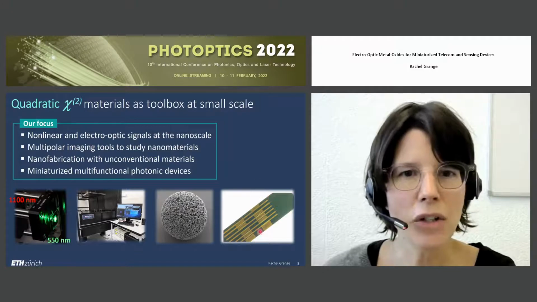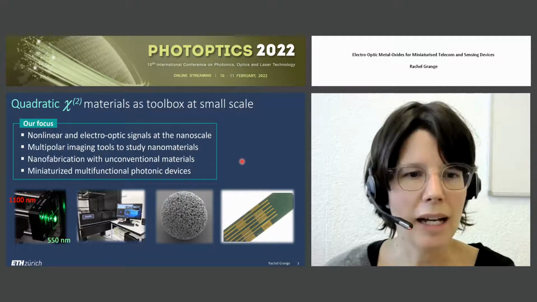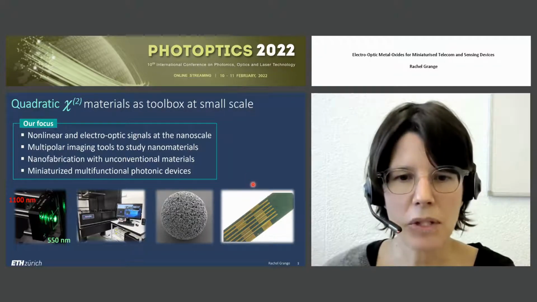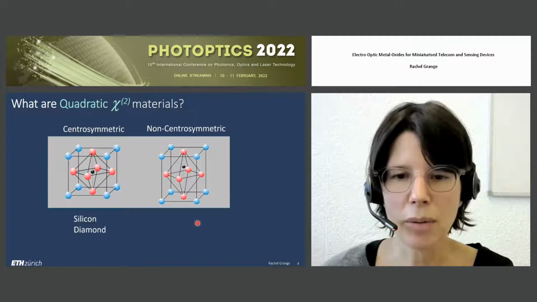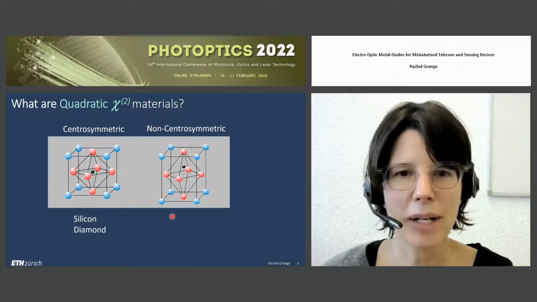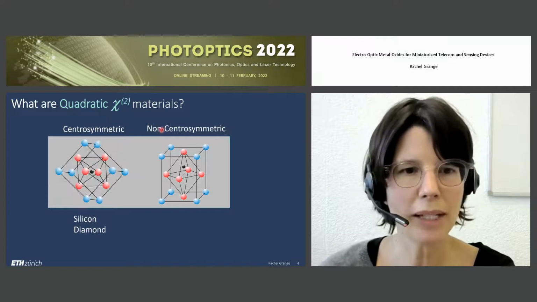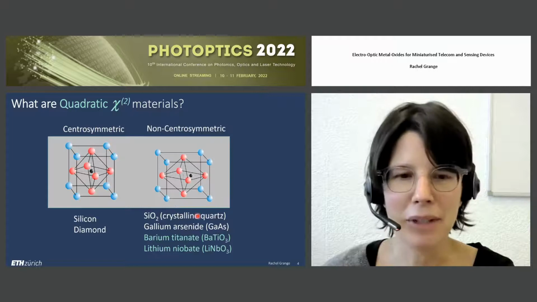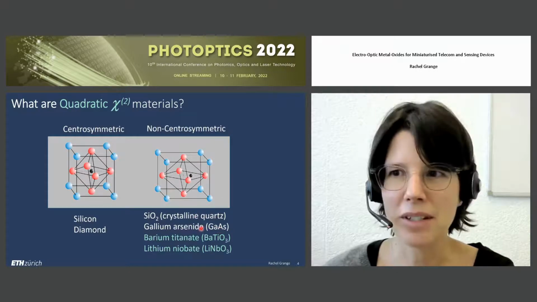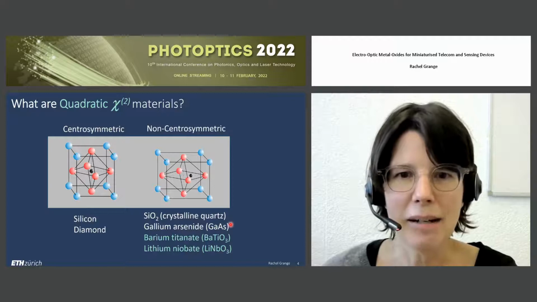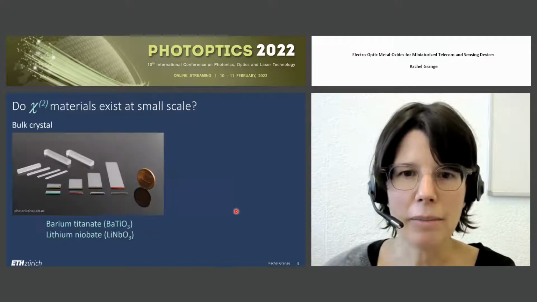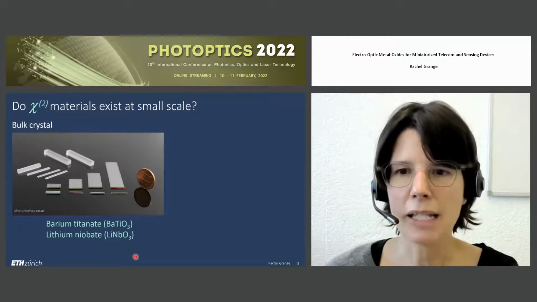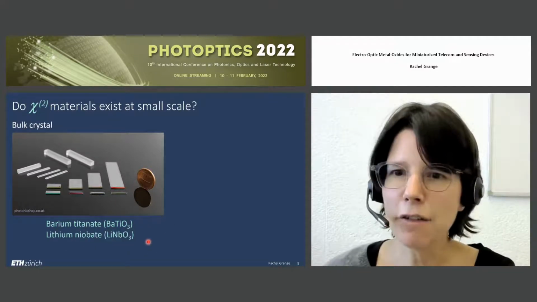So what are quadratic or K2 materials? They are non-centrosymmetric materials, contrary to silicon and diamond that are centrosymmetric. So for instance, even crystalline quartz, gallium arsenide, and the two main materials I will talk about today, barium titanate and lithium niobate, are non-centrosymmetric. They are well known as bulk. I'm not saying here I'm using new materials, because they have been used since the 60s or 70s. But as thin films, which I mean are films below 1 micron in size, or as powder, they are much less known, at least in photonics.